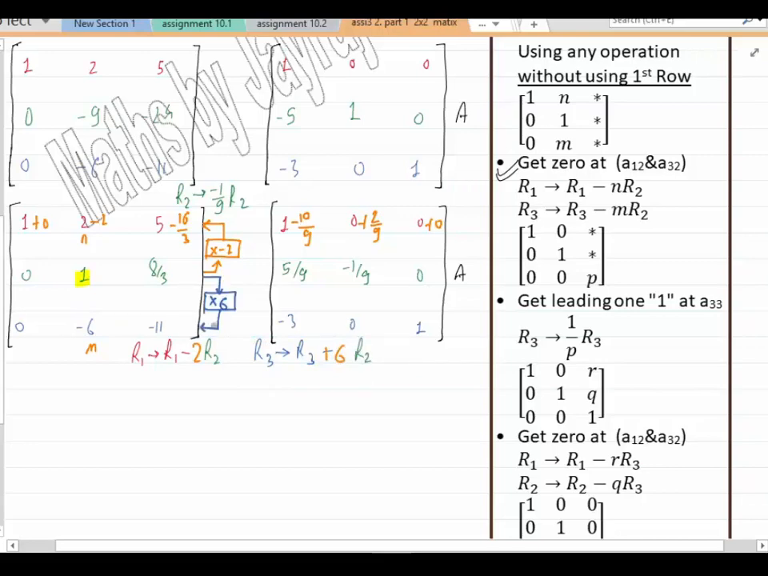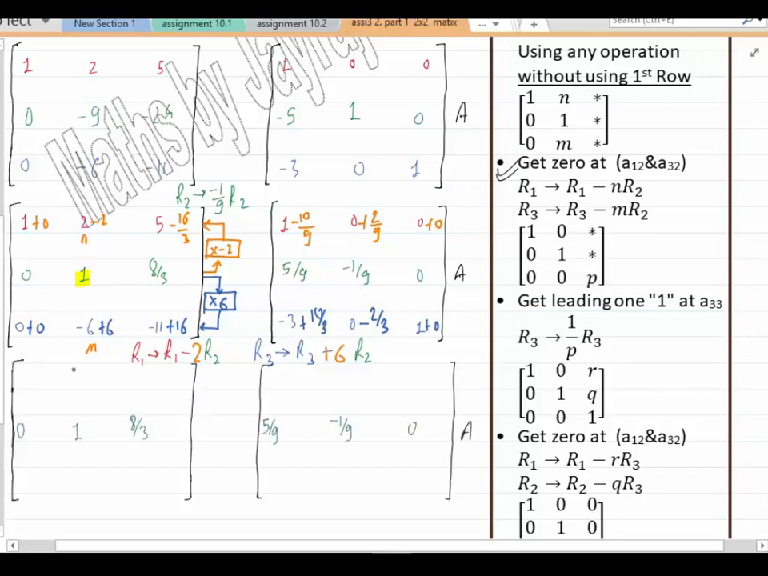That means the second row will multiply with 6 and add into the third row, and that will give us plus 0, plus 6 and plus 16. Same thing on the right side will give us plus 10 by 3, minus 2 by 3 and plus 0, right? So in this process, our second row will be as it is.